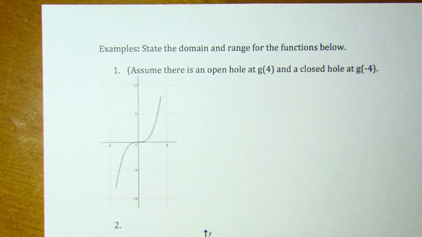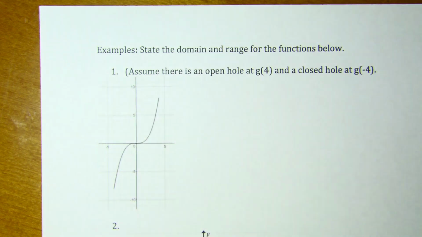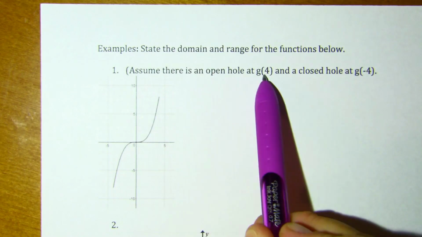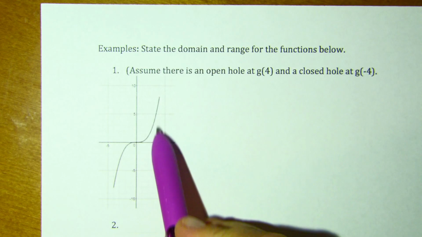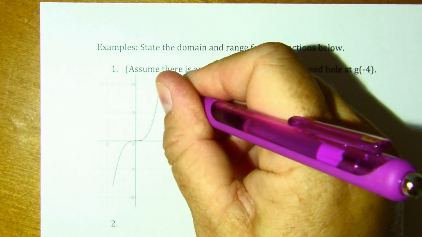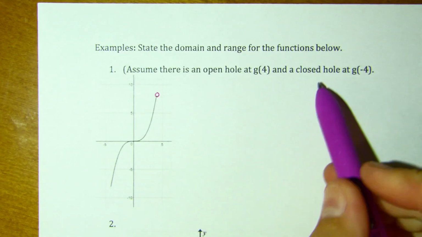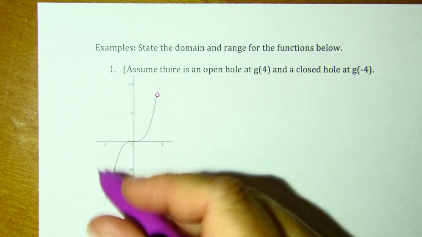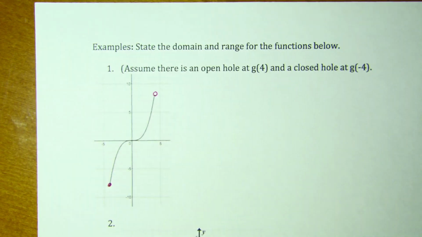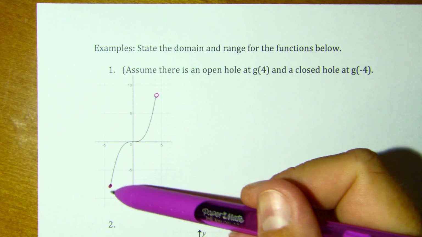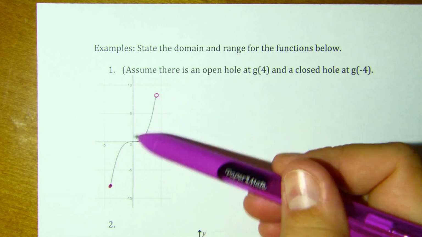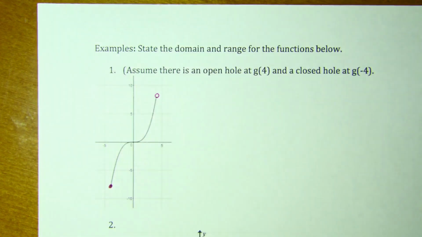Now, I've made a note here on this first example. It says, assume there's an open hole at g of 4, so at an x value of 4 at the end of my function there's an open dot, and a closed dot at negative 4. So at negative 4, this is a closed dot. Now looking at this graph, it ends here and here. It doesn't keep going off to infinity.